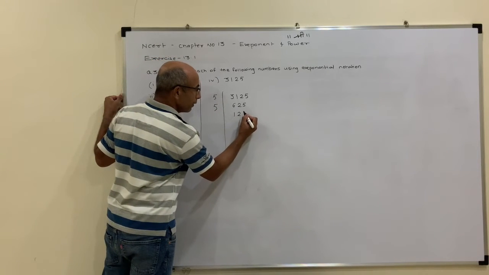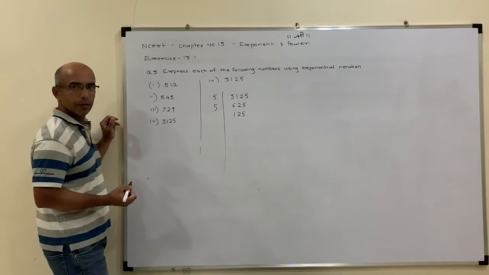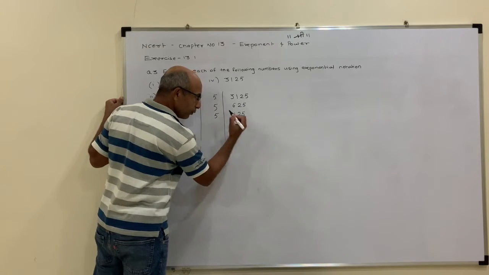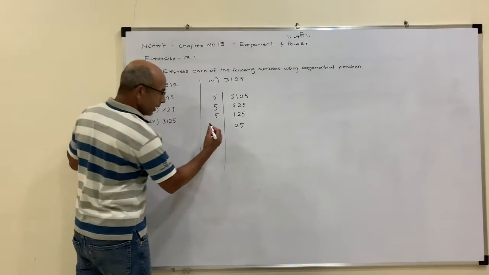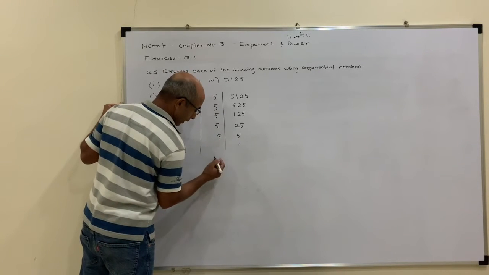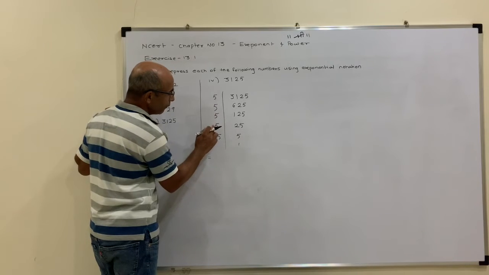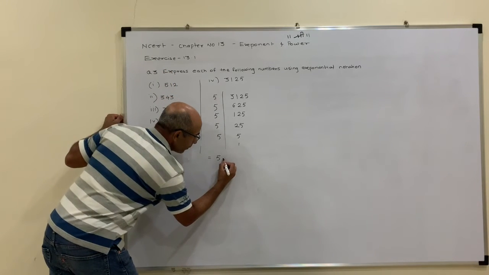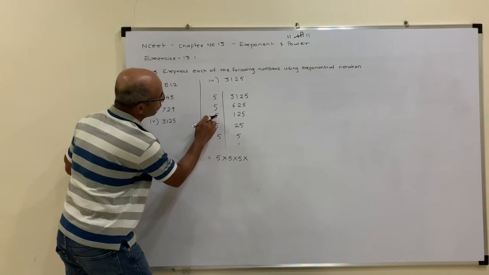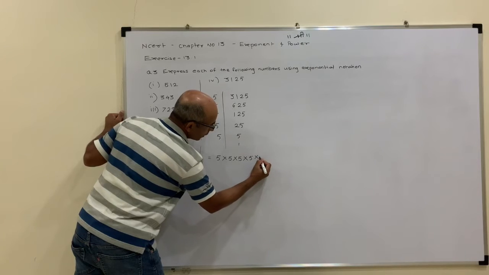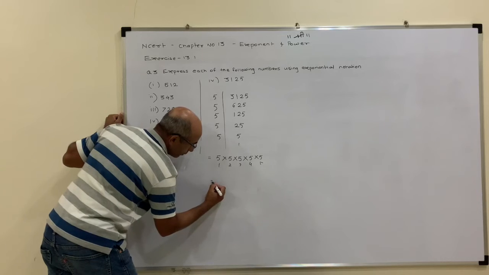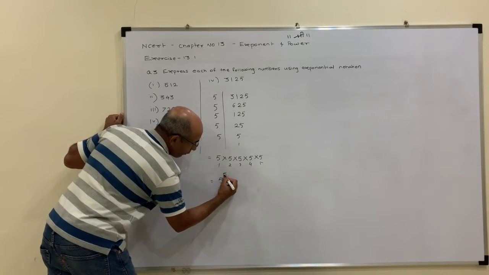5 2s are 10, 5 5s are 25. Now again I divided by 5. 5 2s are 10, 5 5s are 25. Again by 5, 5 5s are 25 and 5 finally 1. So I'll rewrite it as 1 2 3 4 5. So 5 into 5 into 5 into 5 into 5. So 1 2 3 4 5. So it comes out to be 5 raised to the power 5.